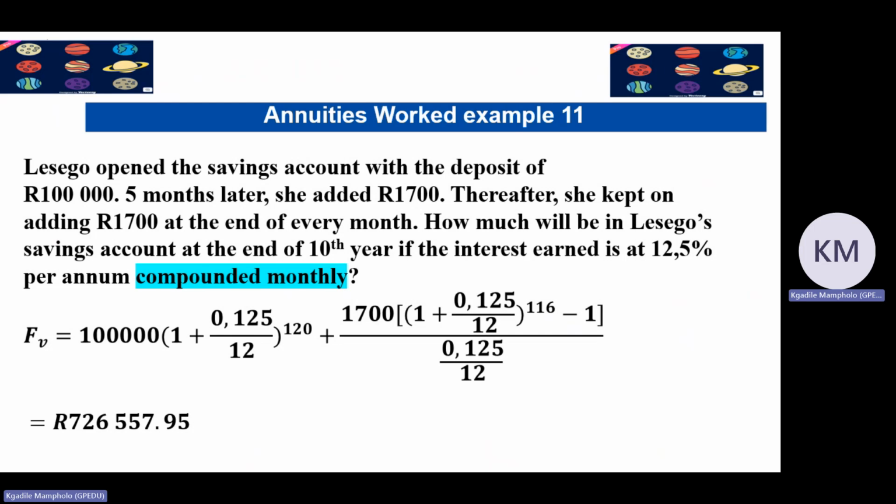Then it means at the end of the 10-year period, Lesera will have 726,557 rand 95 cents.